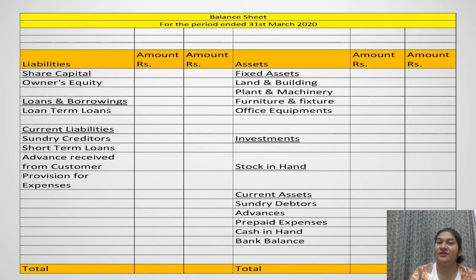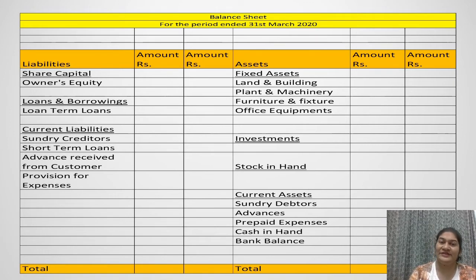Secondly, you see the stock in hand. If you are a manufacturing company or a trading company, you will definitely have some unsold stock. It can be your raw material, it can be your finished goods, or it can be your work in progress. So there will always be some stock which is not sold but is ready to be sold. So that is also an asset of a company.